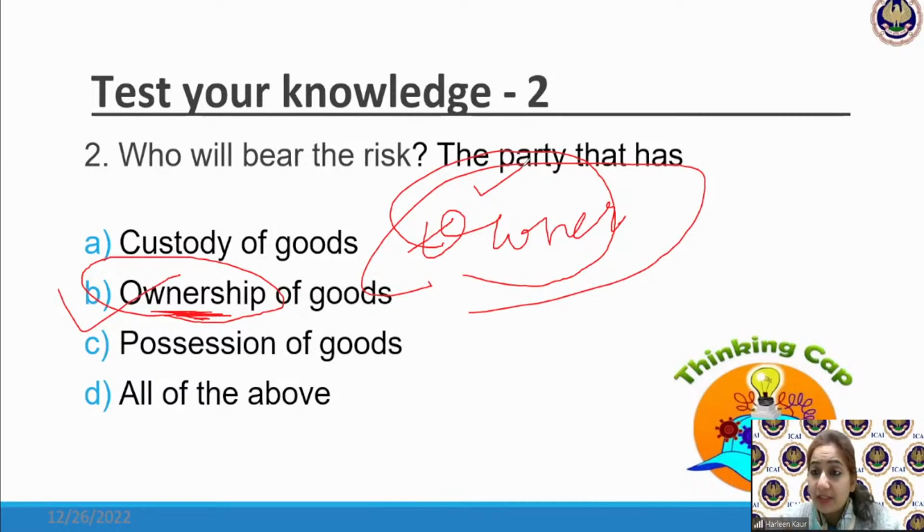Remember in the first half, we discussed that chocolates example. How can you say custody of goods? I was having the custody of goods. I was having the possession of those chocolates. I was the seller. But you told me that you're keeping them in my shop. I told you, you are the owner. You will bear the risk.